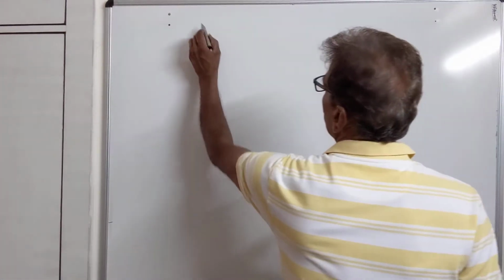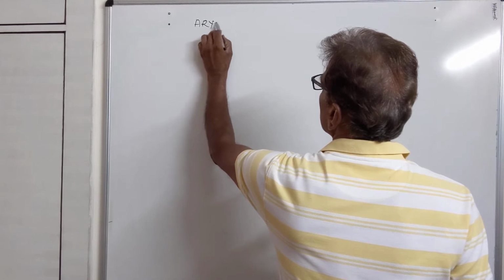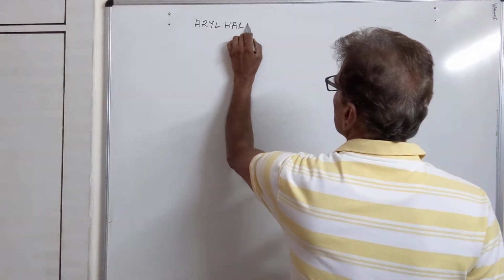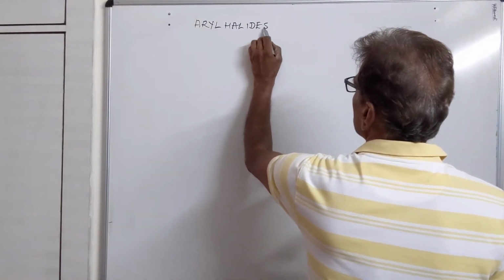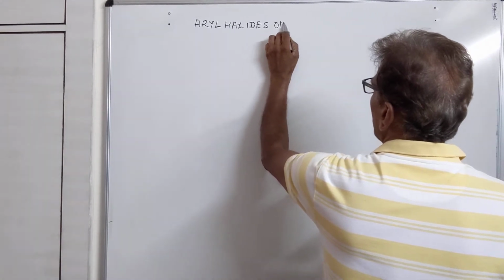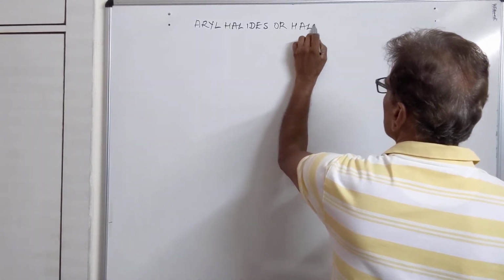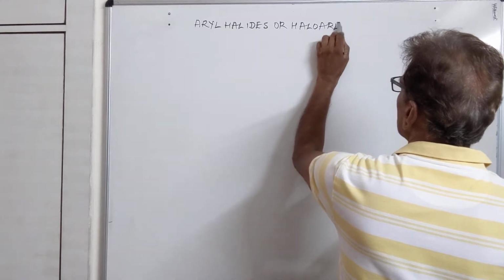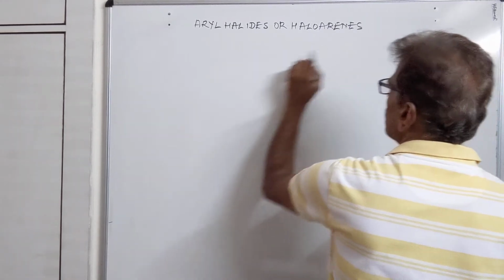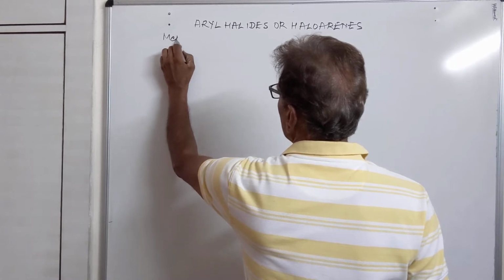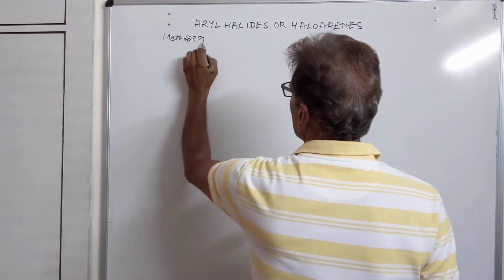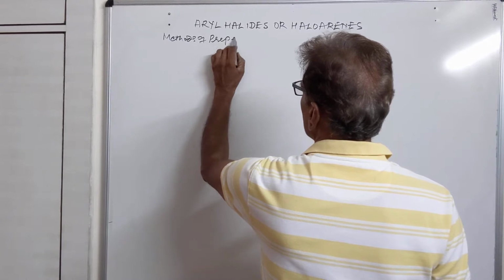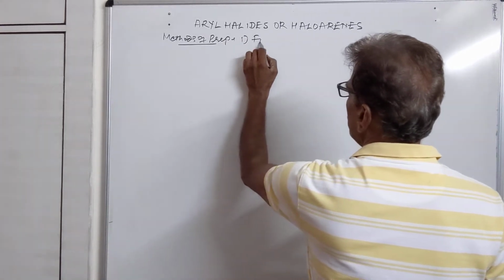So continuing with the halogen derivatives of alkanes and benzene, now we consider aryl halides or haloarenes. Method of preparation. First method is from benzene.